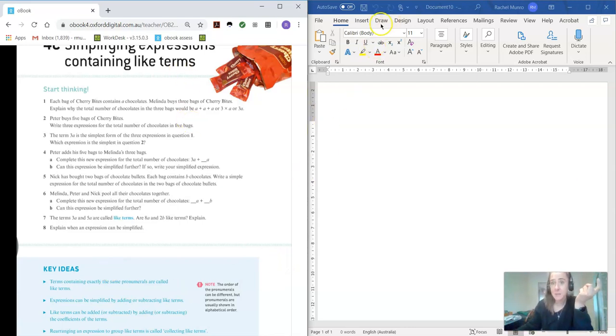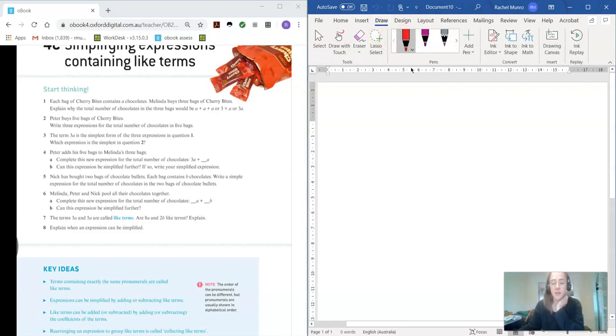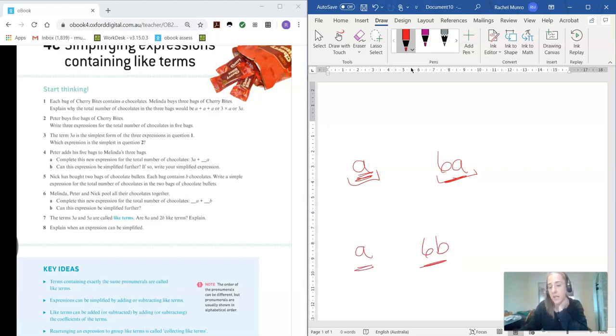What that means is if I have A in an expression and I also have another term in there that is 6A, they're both using the pronumeral A, so they are like terms. If though I had an A and a 6B, they are not like terms because they are different pronumerals. Remember, the A and the B are our pronumerals and they are different, so they are not like terms, okay?